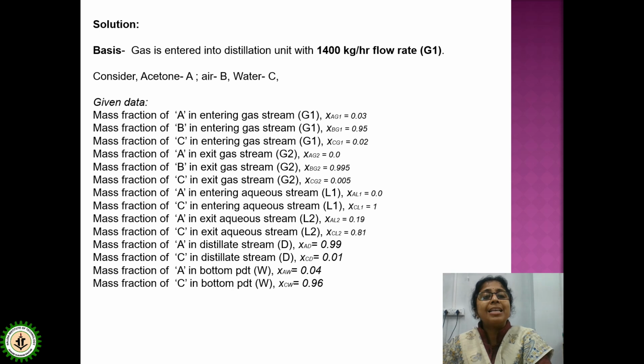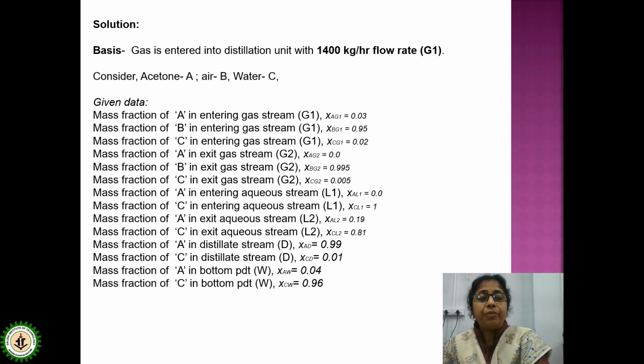First, we have to take the basis. Basis is taken here: gas enters the absorption unit with 1400 kg per hour flow rate, that is G1. Now you have to consider acetone as A, air as B and water as C. So all these symbolic representations are given for these 3 components which are involved in this processing unit.